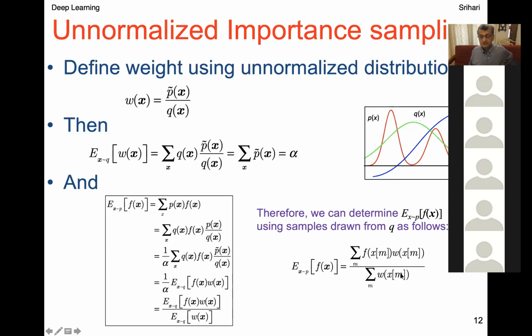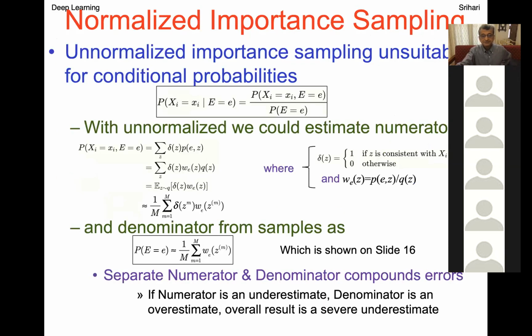So it is possible to use unnormalized samples, but there's always a caveat. The unnormalized method will work for some marginal probabilities that you're trying to compute. That is good news. But the unnormalized importance sampling is unsuitable for conditional probabilities. So for instance, p of x given e, so this is evidence. You're given a set of values. What is the probability of the other values?